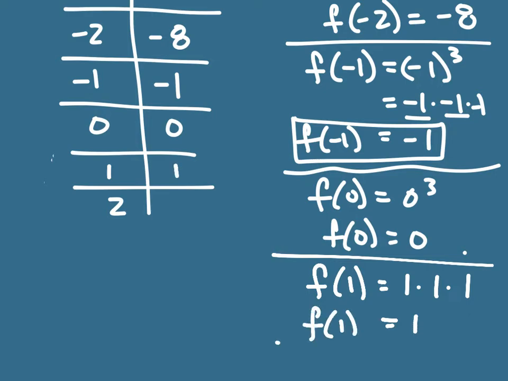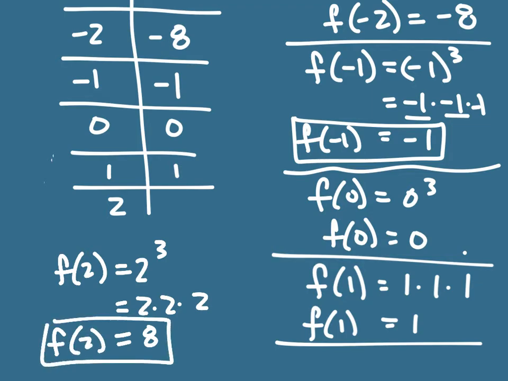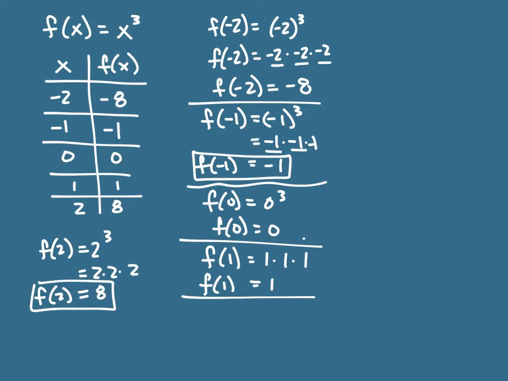So we get 1, 1, and then when we plug in 2, f of 2 means we're taking 2 cubed, which means 2 times 2 times 2, which means that we get a value of 8 out of that. All right, so that's our parent function. These are the values for this function f of x equals x cubed.